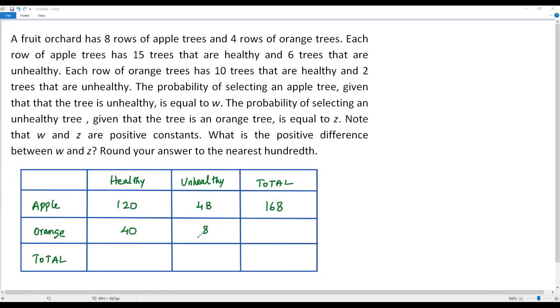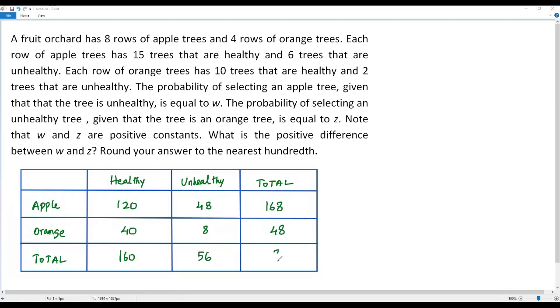Okay, now let's get the total number of orange trees. That is 40 plus 8, which is equal to 48. And also let me get the column totals. 120 plus 40 is 160. That is, there are 160 healthy trees in all. And let me add 48 and 8. I am getting 56. That is, there are 56 unhealthy trees in total.